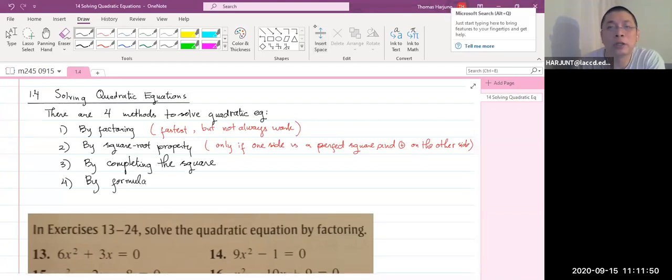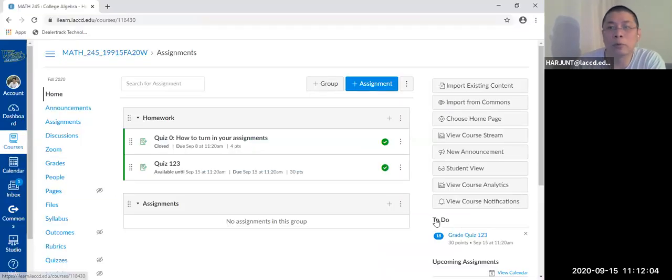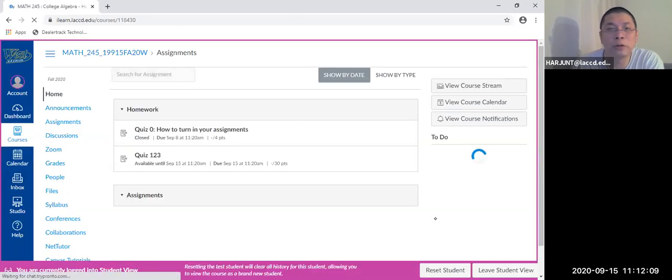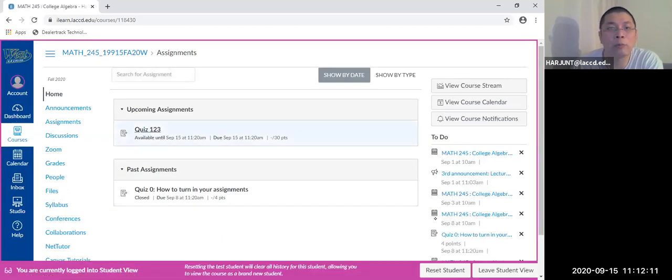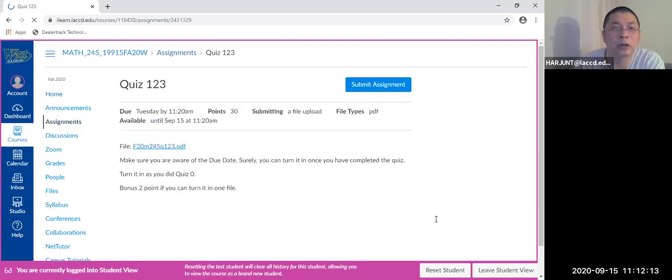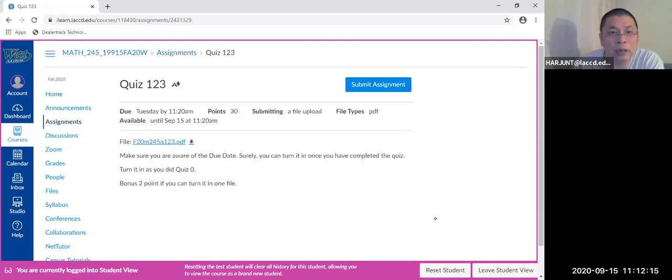I get the question, will you ever go over the quiz? No, I will not go over the quiz, but I will post the solution in the assignment page. So let's say for you, I will put it here. Give me a second. This is your student view, right? So later on, I will post it here. Right above this file here, I will post the solution there. Now then you can look at those solutions.